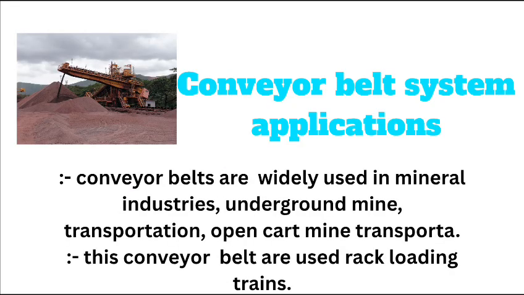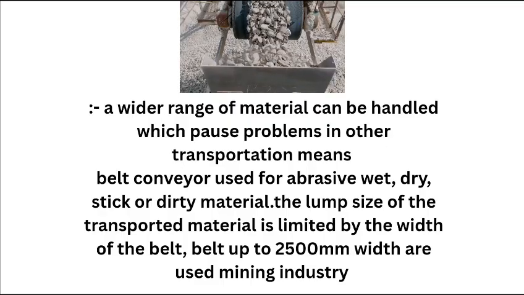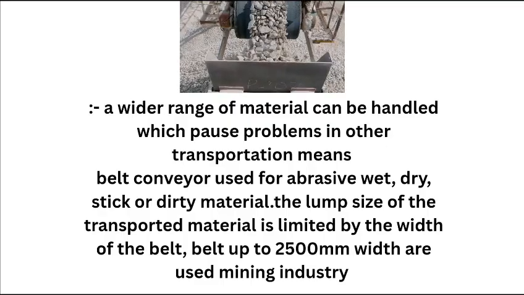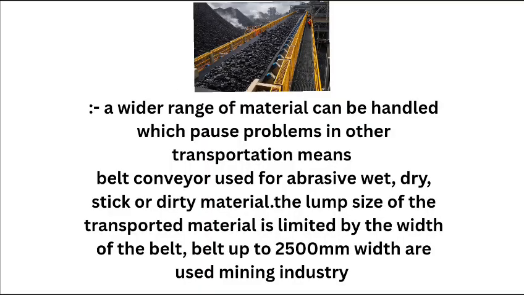Conveyor belt system applications: conveyor belts are widely used in mineral industries, underground mine transportation, open cut mines transportation. These conveyor belts are used in rake loading in trains. A wide range of material can be handled, which poses a problem in other transportation. Belt conveyors are used for abrasive, wet, dry, sticky or dirty material.